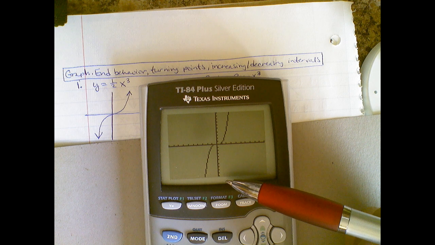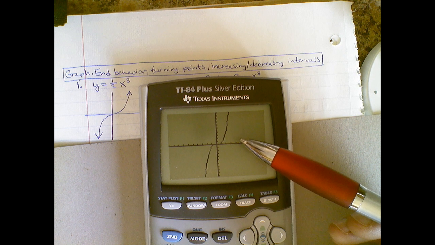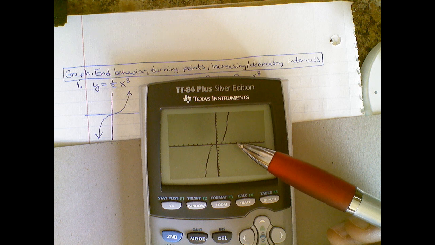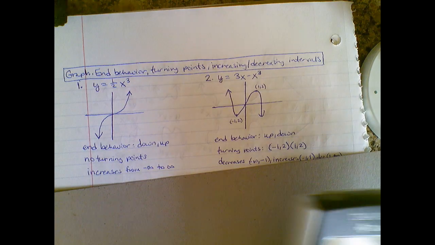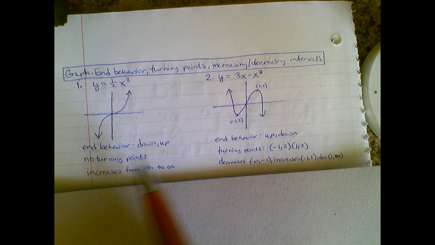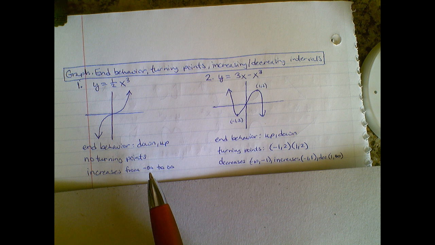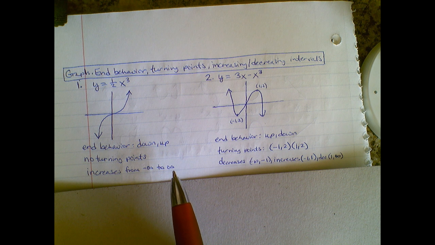And since there's no turning points, we're going to say from negative infinity to positive infinity, the entire time it is increasing. So how we would write this is just like that. The end behavior is down and then up. There's no turning points. And then it increases from negative infinity to positive infinity.